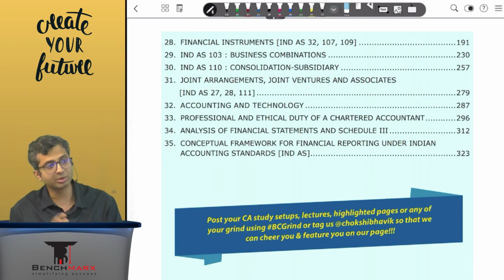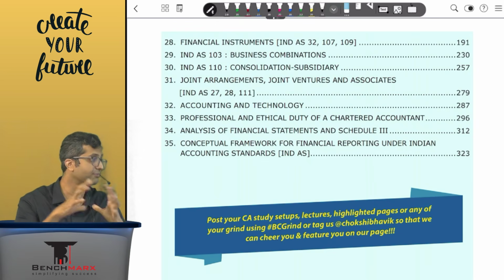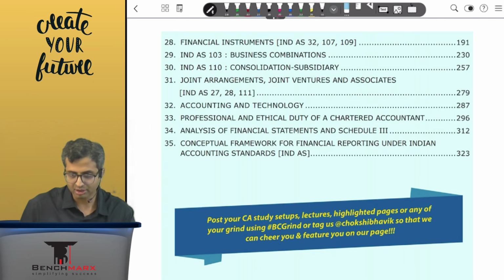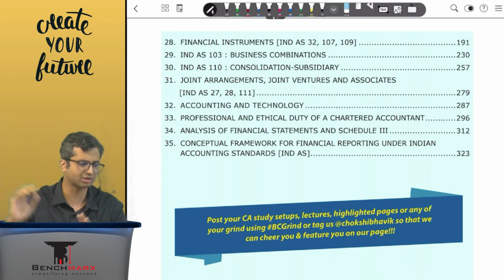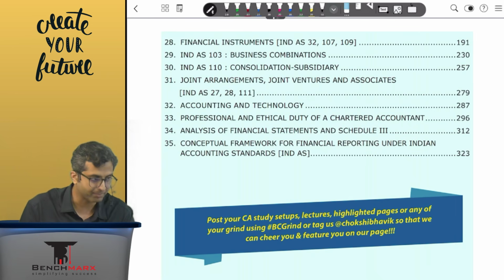To contrast it with AFM, the institute has only 1 book. Only 1 book for AFM, 5 books for financial reporting. So it's a fairly big chapter subject. We have tried to condense it into 3 relevant volumes. After that, the 3rd volume is the practice one, but it is a fairly big paper.